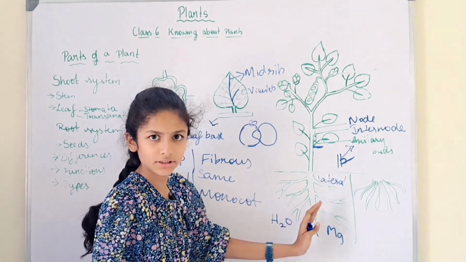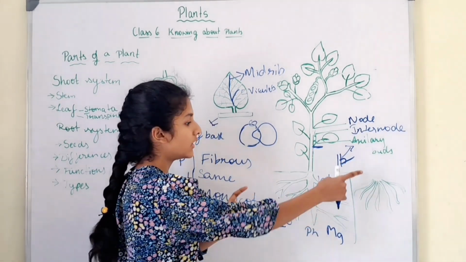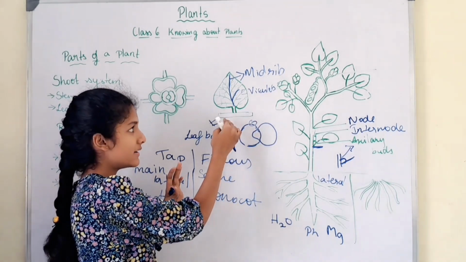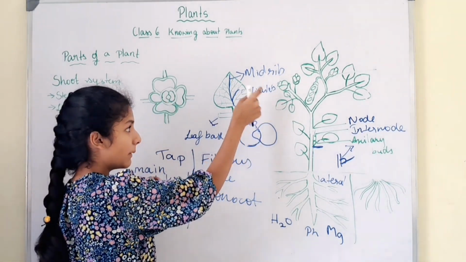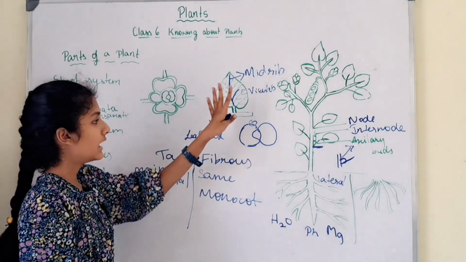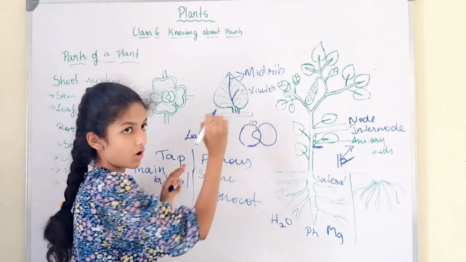See, here also in roots they branch out. Those are known as rootlets, the lateral roots. Here also when the veins branch out, they are known as veinlets. There is no other name for these veinlets. It's just veinlets. And after the midrib and veinlets, this is known as the stalk.